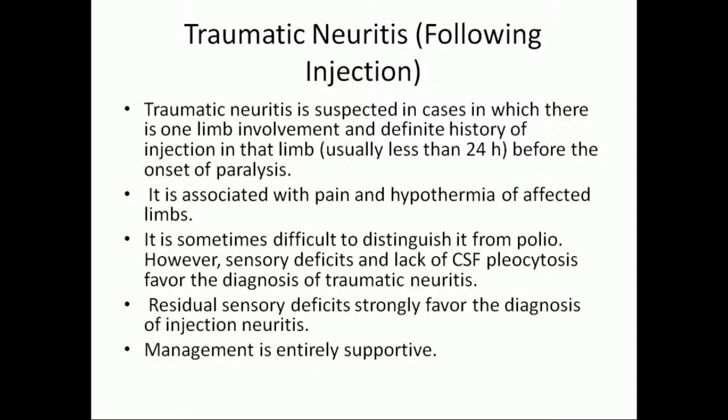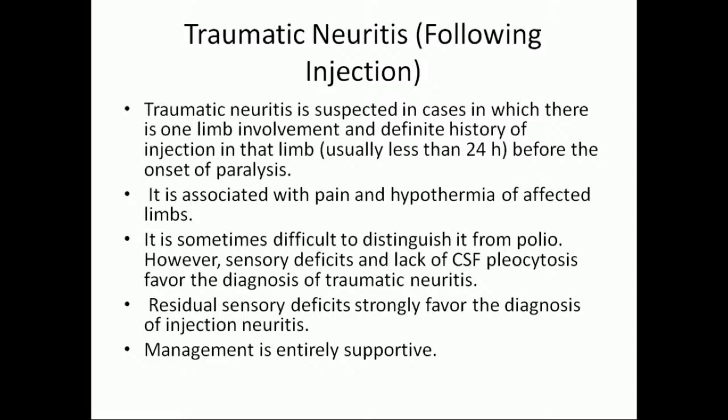But if you give it wrongly, then it may affect the sciatic nerve, and it may cause traumatic neuritis. Usually the patient has motor as well as sensory symptoms, and there may be pain and hypothermia. You have to differentiate this from polio, because polio also has affection of one limb, and traumatic neuritis may have affection of one limb, and polio may be precipitated by intramuscular injection in 40 to 50% of patients.